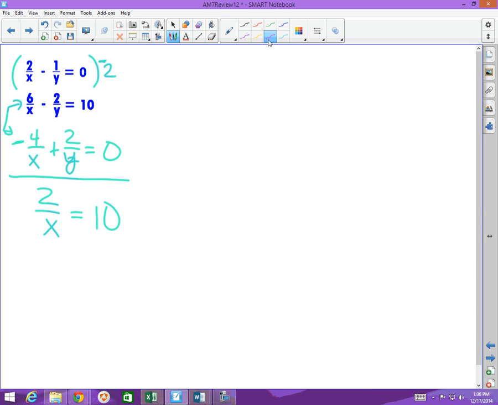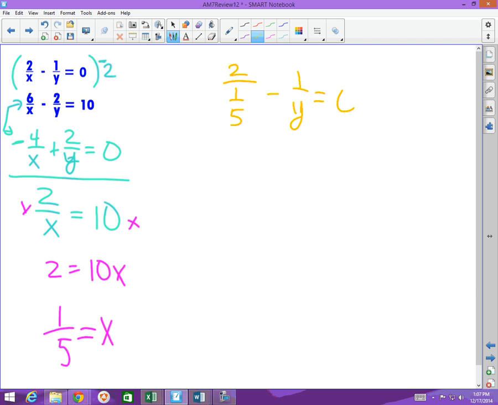Now to solve this thing, multiply both sides by x first to get 2 equals 10x, and then divide by 10, and x equals 1/5. Now that we know x is 1/5, we can substitute that into any one of the two equations, and we're going to go into the top one, 2 over 1/5 minus 1 over y equals 0. And 2 divided by 1/5 is the same as 2 times 5, because dividing by a fraction is the same as multiplying by the reciprocal.